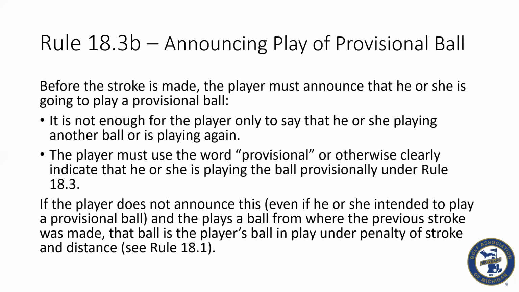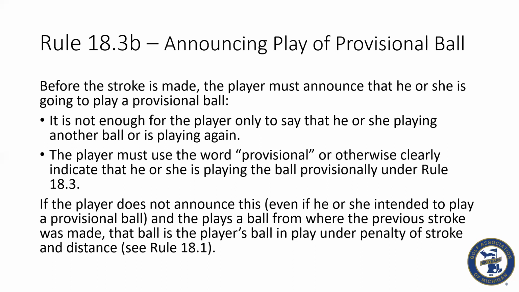So, Craig, what's the interpretation on that? It is on page 261, 18.3B/2. There's an example there where a player would clearly indicate he's going to play a provisional ball by saying, I'm going to play another one just in case. Oh, so that's okay. I guess. That's what they're saying in the interpretation.